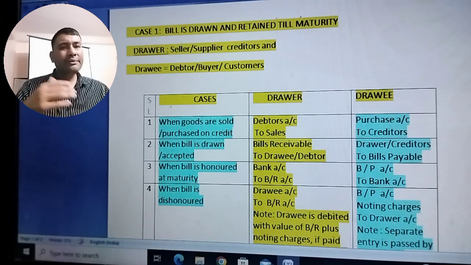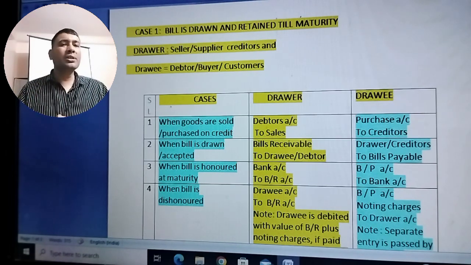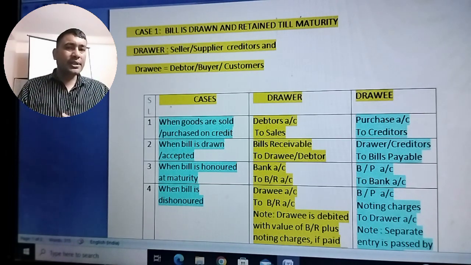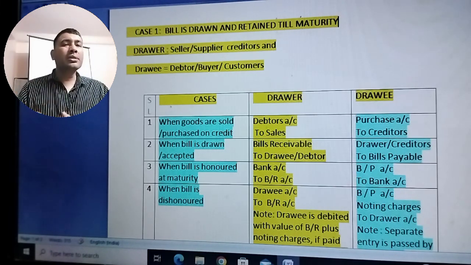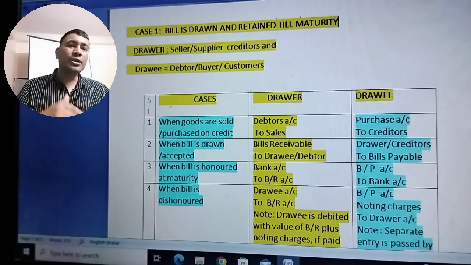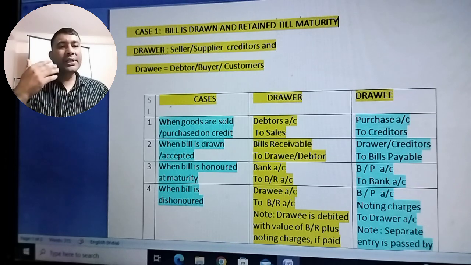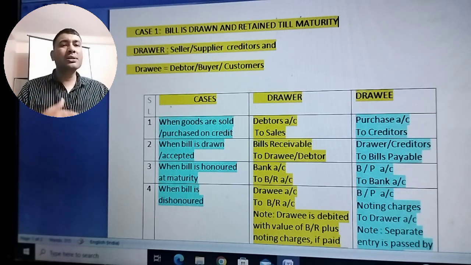After that, if the bill is retained till maturity, on the due date the bill is matured or honored at maturity, the drawee will make payment and the drawer will receive the amount. So he will debit the bank account and credit bills receivable, because after receiving the bill amount, one has to cancel the bills receivable account.